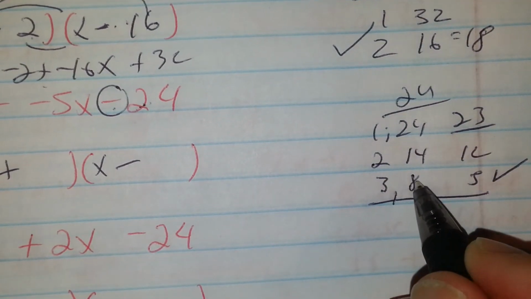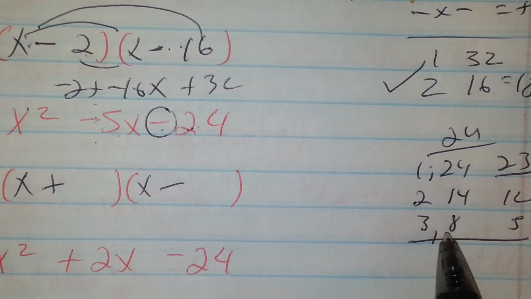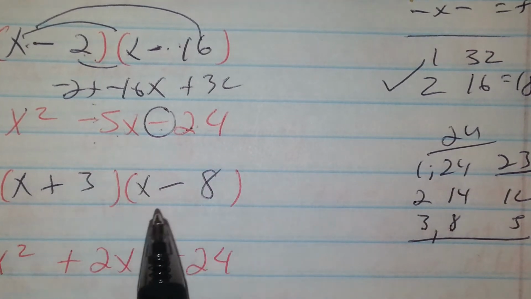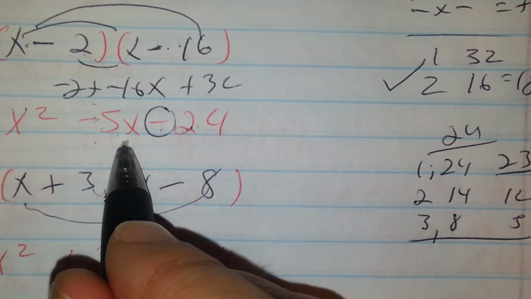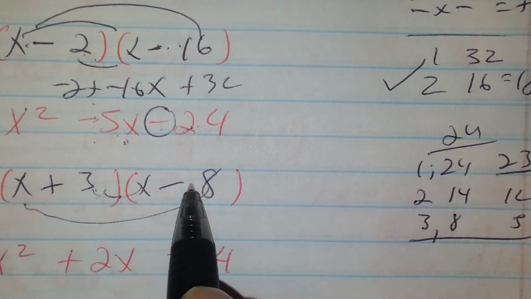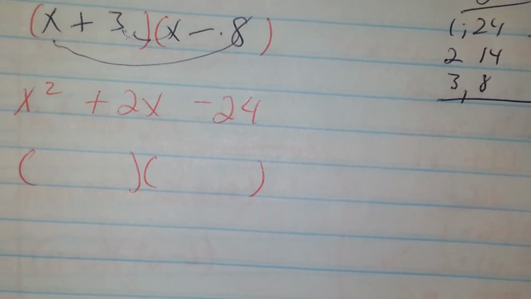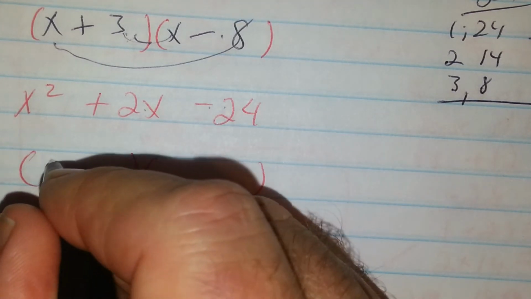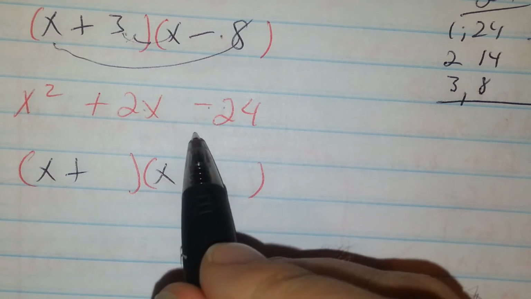I take the bigger number, it will go with the sign. The sign of the middle term is a negative, so the bigger number 8 goes with the negative. It wins out. So to form that middle term, I've got a 3x and a negative 8x, which is negative 5x. And this times this, negative 24. Okay. And finally, I've got the same type situation. I've got x squared plus 2x minus 24. I've got an x times an x. Okay? And then I've got a plus times a minus because this is a negative.